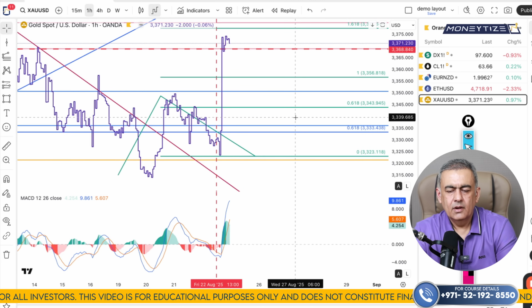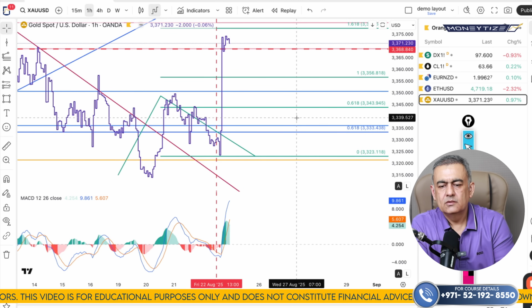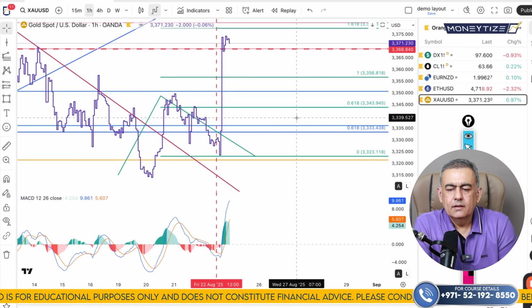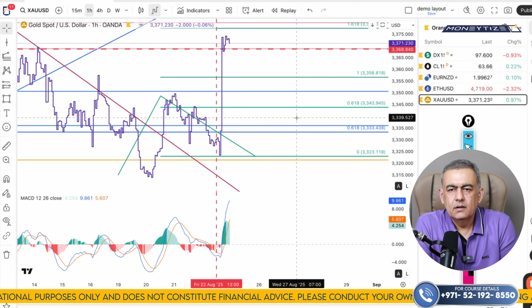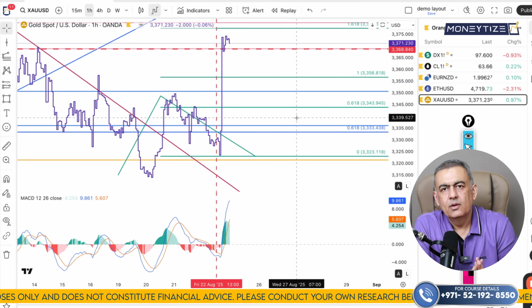So in the coming days, unless we see a break above 3435 and a close below 3333, the plan is bullish, buy the dips.